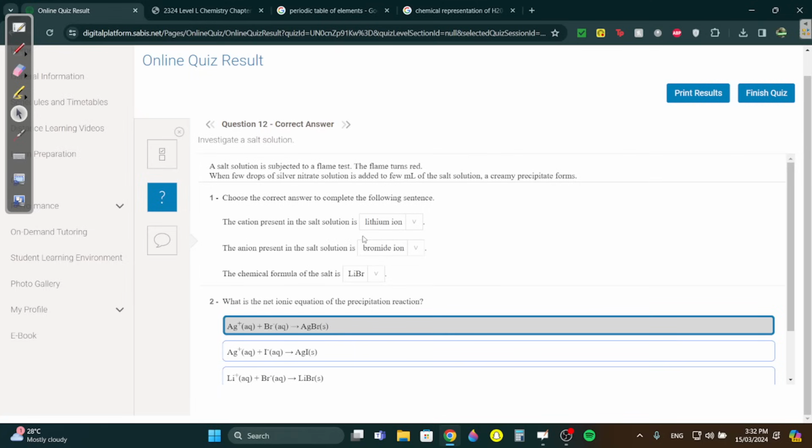Question 12. The cation and anion. Okay, look. A salt solution is subjected to a flame test, and the flame turned red. Red means lithium. When they added silver nitrate, it became creamy. What does creamy mean? Br. Cation means the positive one. Obviously, lithium is the metal, so it's going to be positive. And the anion, meaning negative, which one's going to be negative? Lithium is plus, Br is minus, so it's going to be bromide. So lithium is the cation, and the anion is bromide. What's the chemical formula? If it's Li and Br, it's LiBr, because Li is Li+ and Br is Br-. Crisscross, you get LiBr.